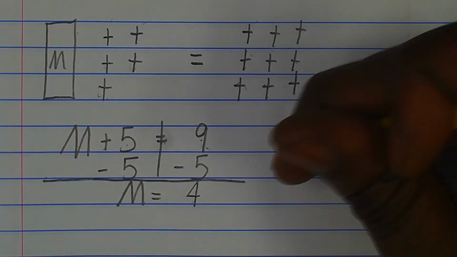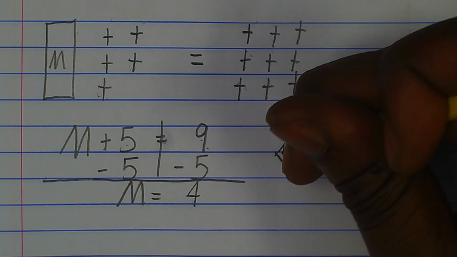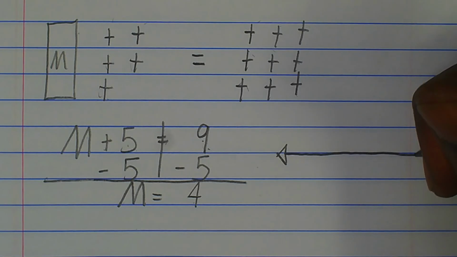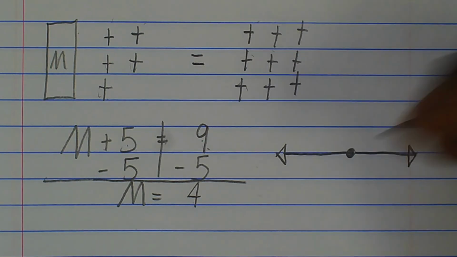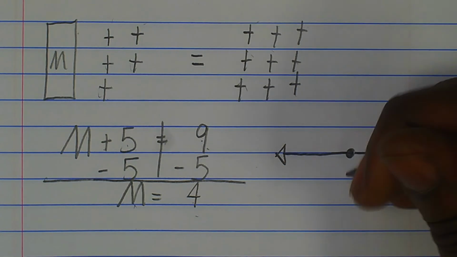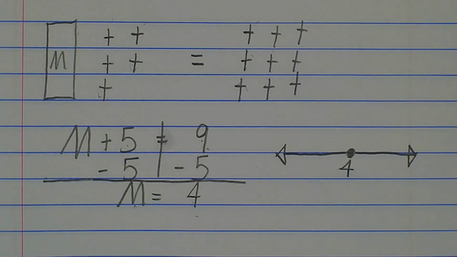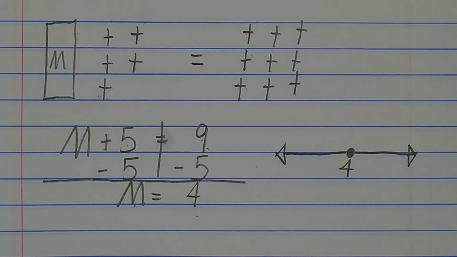And if we wanted to put this on a number line, it would be a single shaded dot. And of course, the value of m equals 4. Okay? Pretty simple, right?